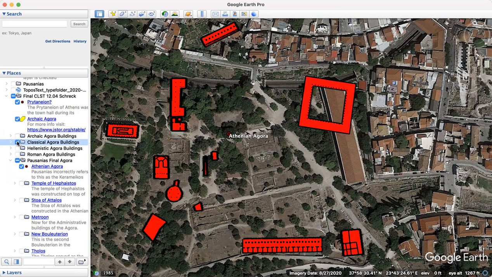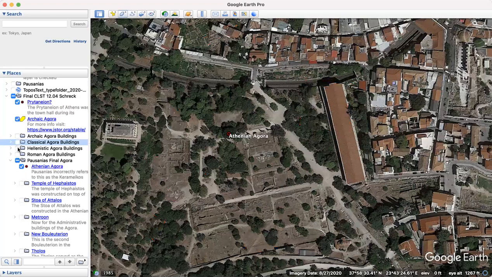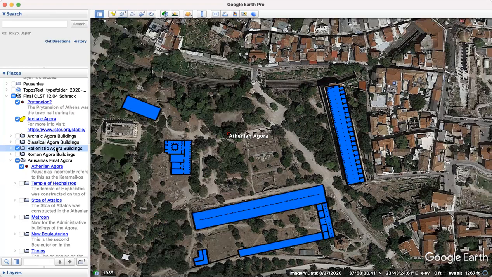Next, we have the classical Agora buildings. This was after the Persian War. The Persians invaded Athens and destroyed much of the city and many of the buildings, and for this reason, many of the archaic buildings actually had to be rebuilt. But then, as Athenian influence over the ancient world grew after the defeat of the Persians, they had to expand their buildings to fit with their growing government and commercial lifestyles. The classical era also lasted until about 323 BC, when Alexander the Great and the Macedonians conquered Athens.